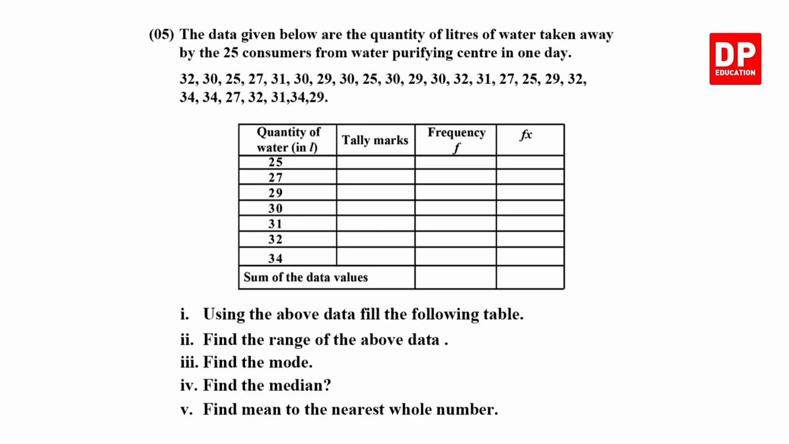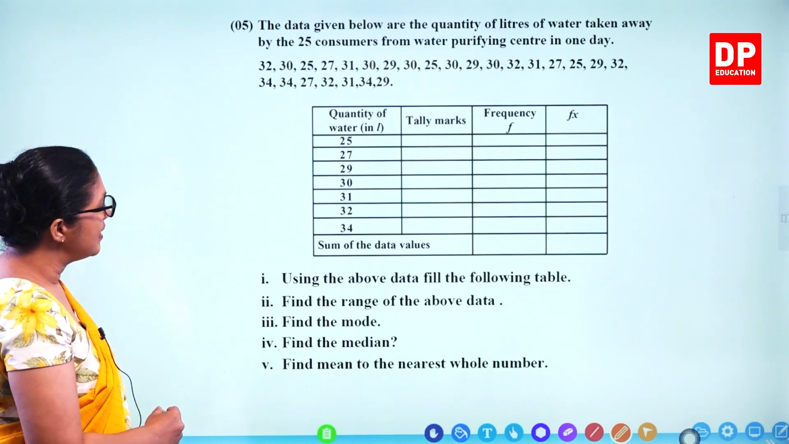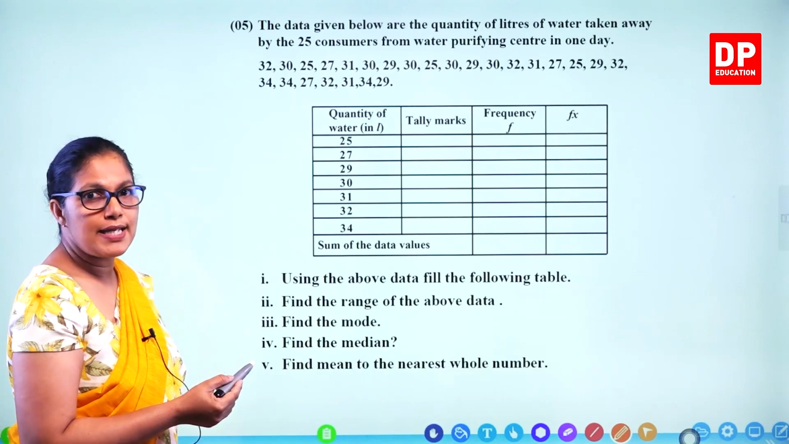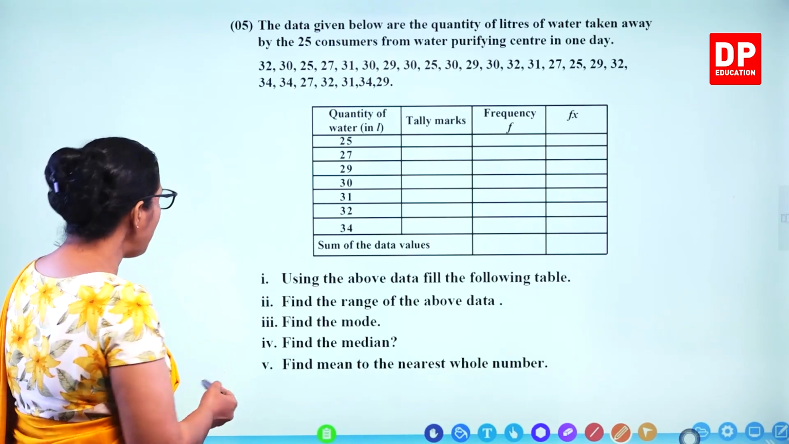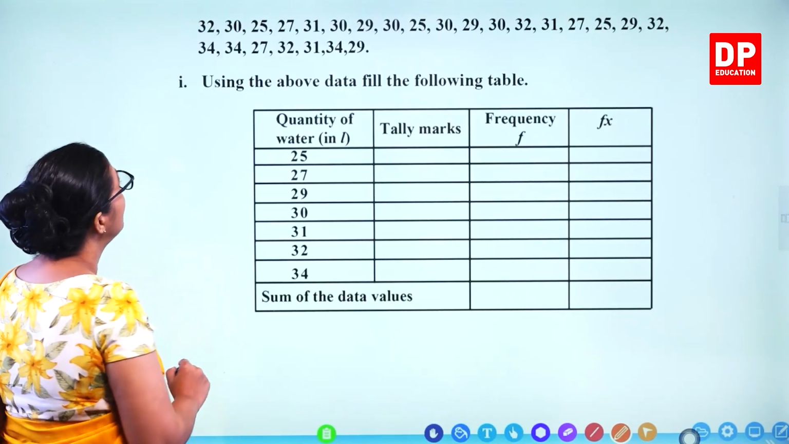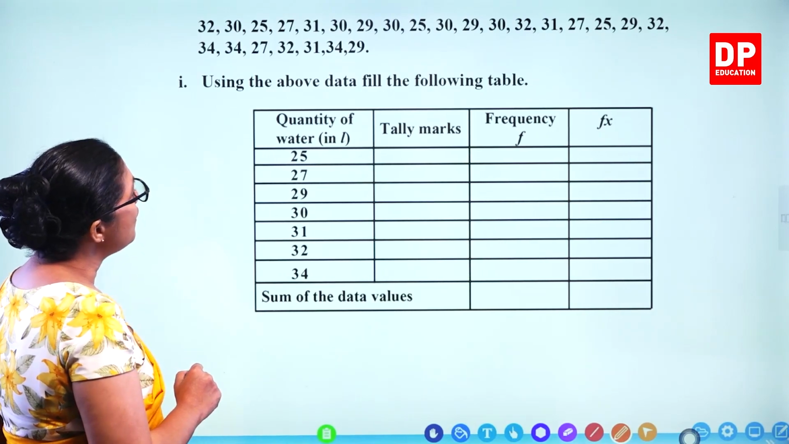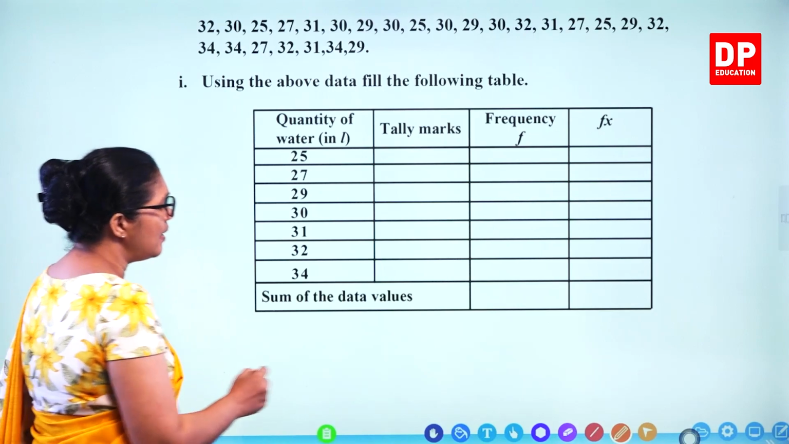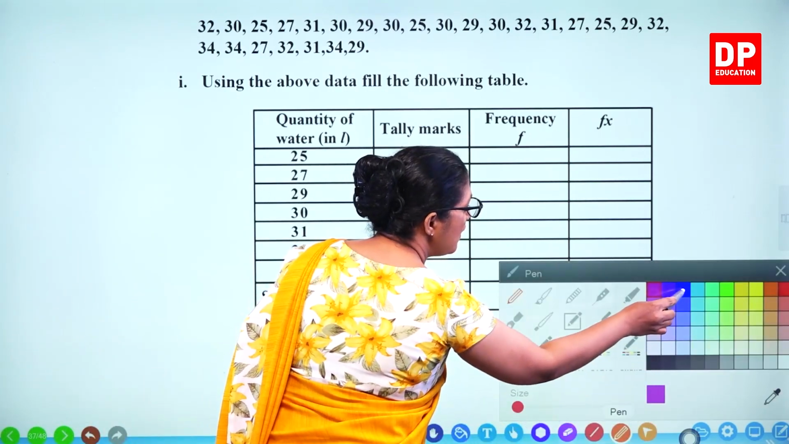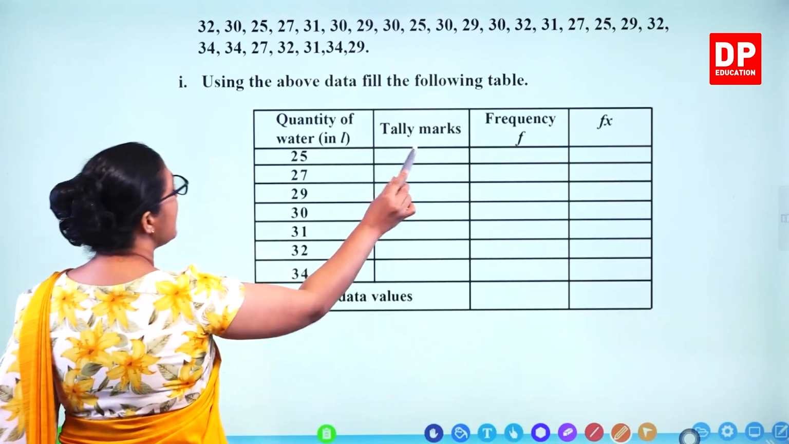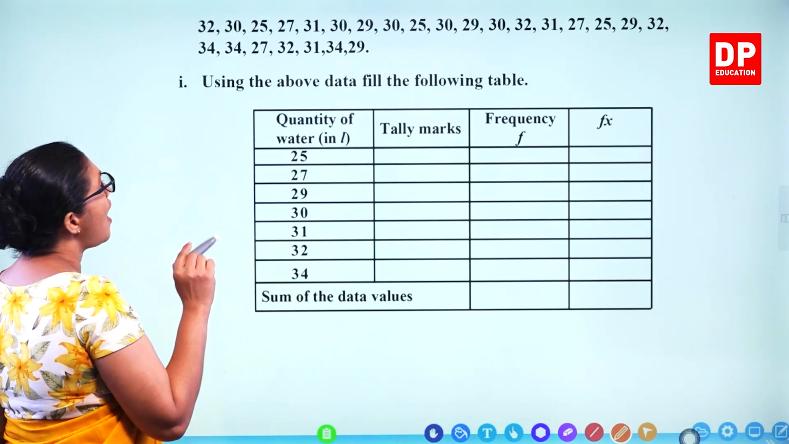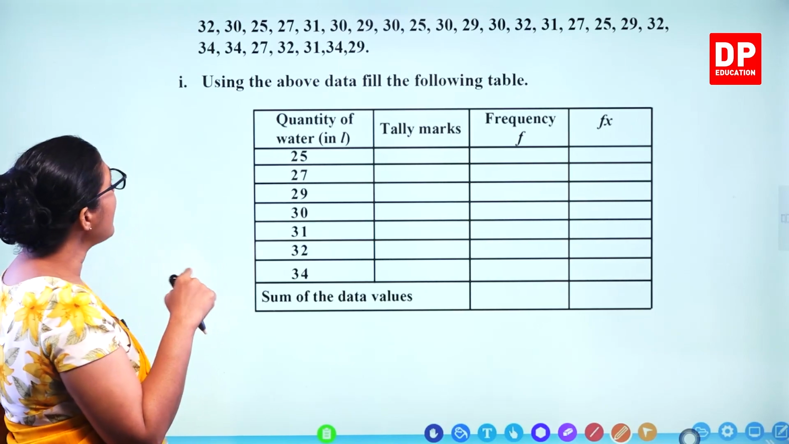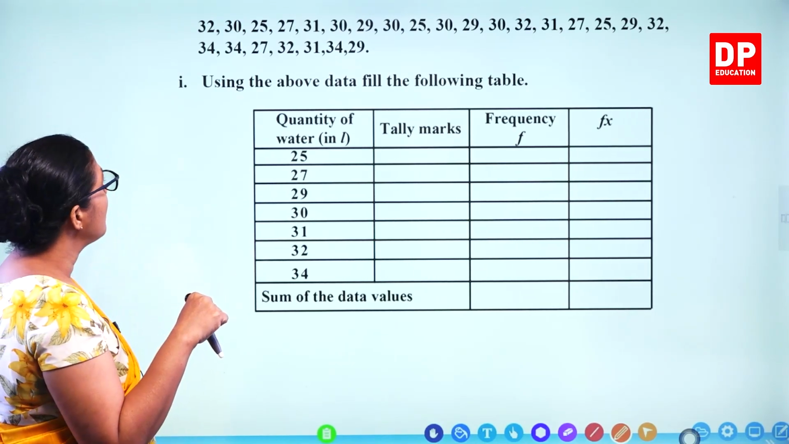Question number 5 about statistics. So you have to calculate the range, mode, median and mean. So we'll do question number 5. Using the above data, fill the following table. When you get a table like this, you have to mark the tally marks. So we'll start from the first one. Write down the tally mark and you can cross out the number.